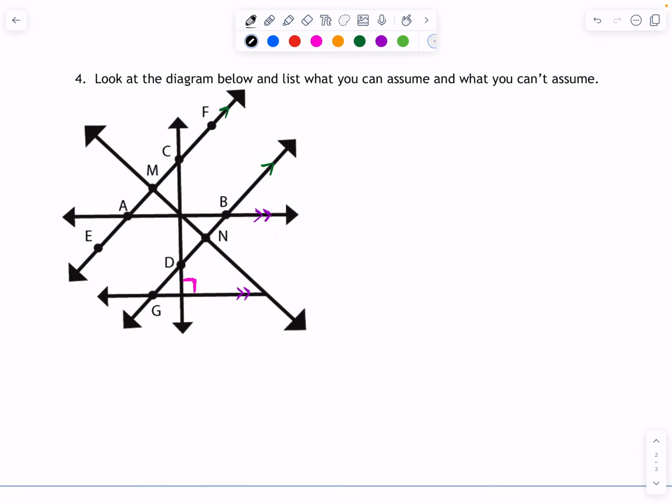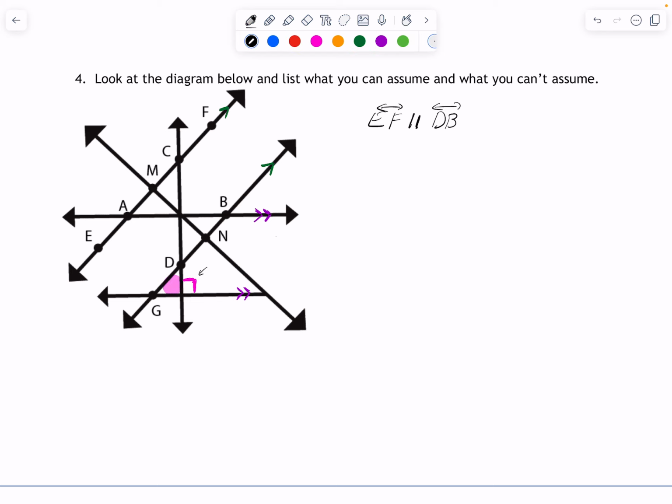There's that symbol, so that angle right there, we can assume is a right angle. And you'll notice I have some green arrows to say that EF and DB are parallel to each other. And then those 2 purple lines say that those lines are also parallel as well. But I guess that one actually is a ray down there. Now, because I have a symbol that says it's a right angle, this angle down here is also going to be a right angle.